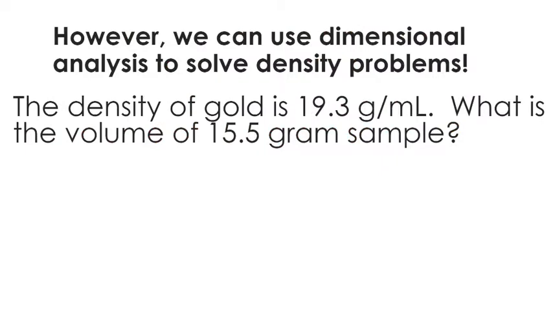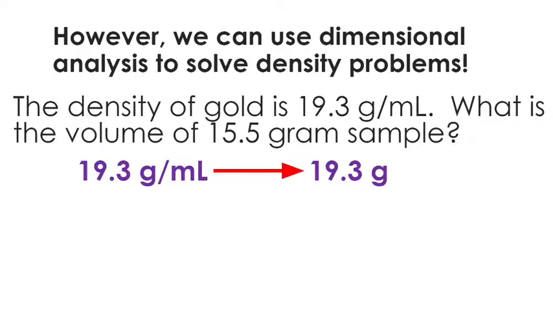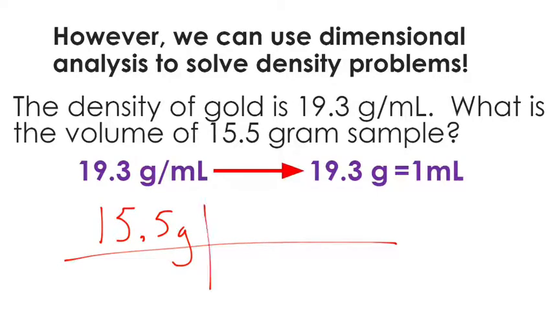If we do use dimensional analysis here, what it hinges upon is being able to take this density, this 19.3 grams per milliliter, and understand that what that represents is 19.3 grams for every 1 milliliter. Per milliliter means for 1 milliliter. So we basically are pulling apart this density number into an equation that's going to let us convert between grams and milliliters. And now at this point, the 15.5 grams is my given.